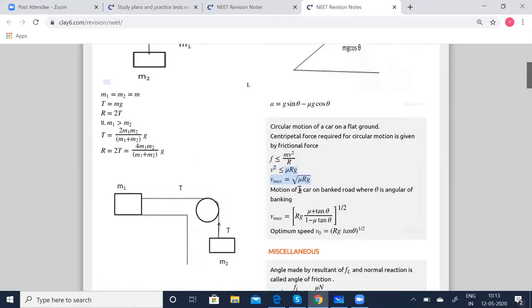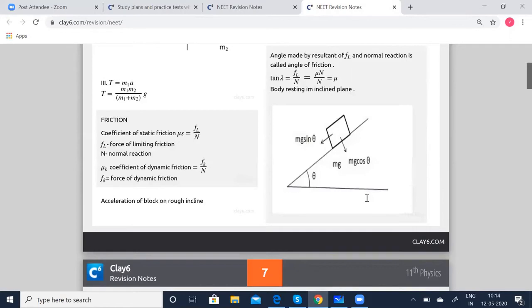Now, motion of a car on a banked road, where theta is the angle of banking. What is banking? While moving along roads on a curved path, you can see the outer edge is slightly raised. The curved roads are usually banked, to avoid skidding. This is called the banking of the curve, that is, the outer edge of the curved road is raised suitably above the inner edge. If theta is the angle of banking, then R cos theta is equal to mg and R sin theta is equal to m v squared by r, and tan theta is equal to v squared by r g. Remember that.